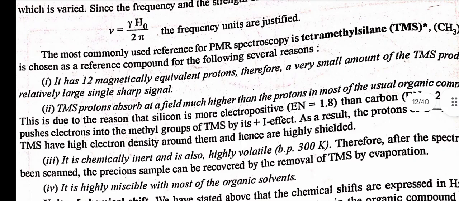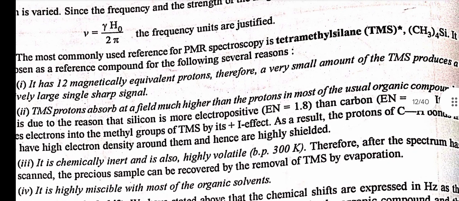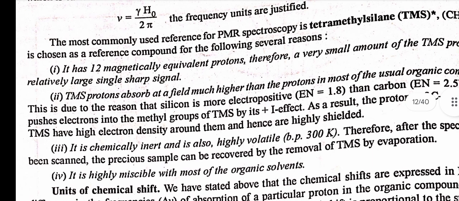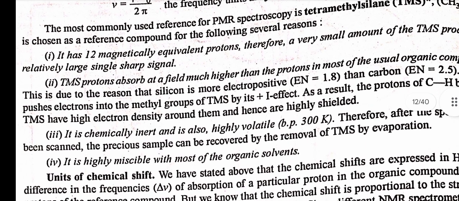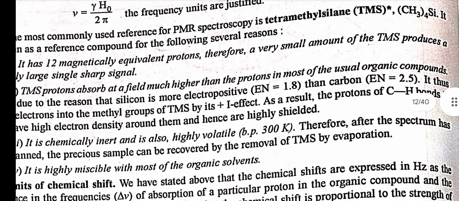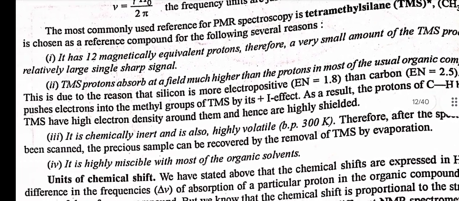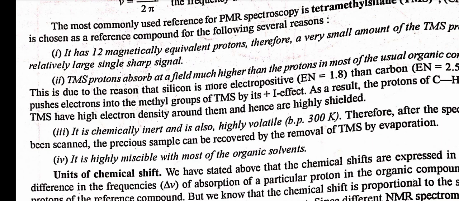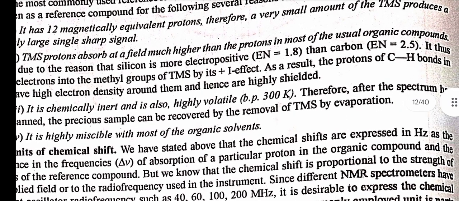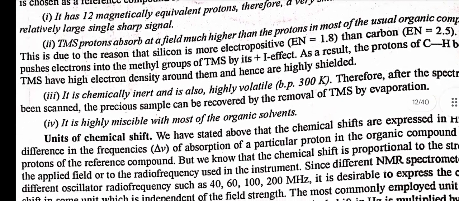The most commonly used reference for PMR spectroscopy is tetramethylsilane. It is chosen as a reference compound for the following several reasons. It has 12 magnetically equivalent protons, therefore a very small amount of the TMS produces a relatively large single sharp signal. TMS protons absorb at a field much higher than the protons in most of the usual organic compounds.